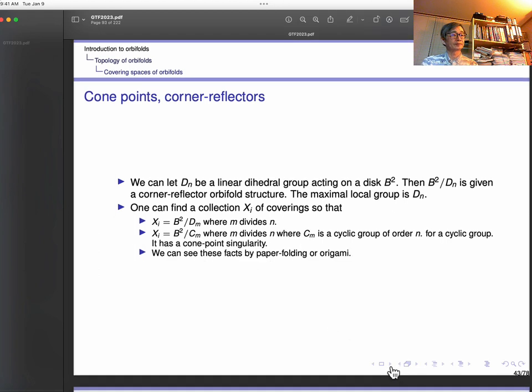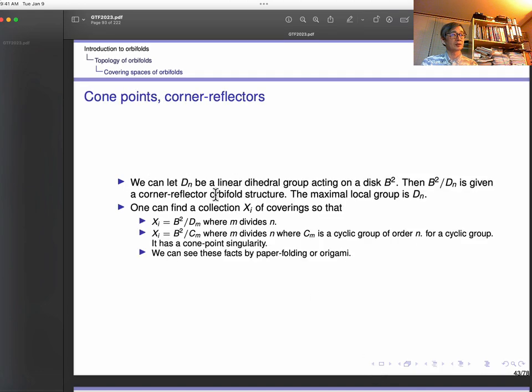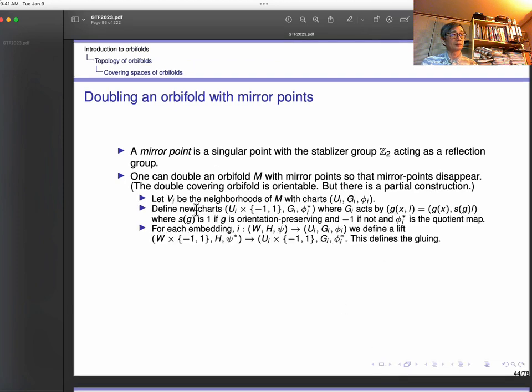So for a surface with cone points and cone reflectors, you can always find these kinds of coverings. And the mirror point is a singular point with the stabilizer group G_2 acting as a reflection. So we can always double the orbifold M with mirror points, so that the mirror points disappear. This doubling covering orbifold is always orientable, but there are some other partial constructions where it doesn't have to be orientable.